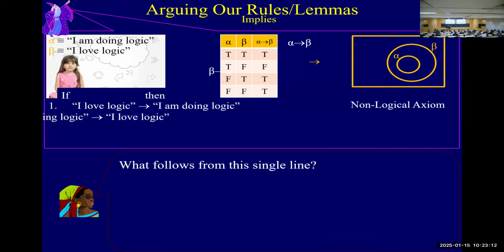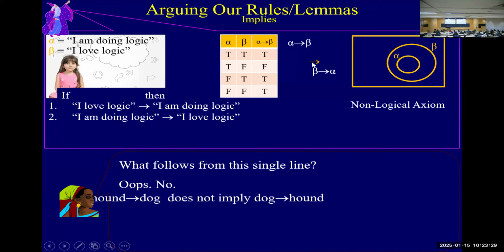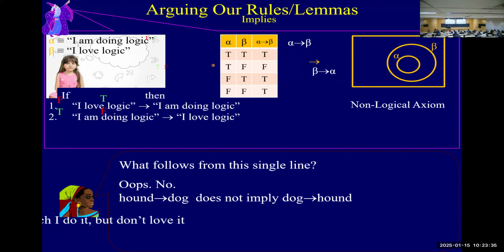Okay, then what else follows from this? All right, what about this? Does this follow? No, A implies B doesn't mean B implies A. It's sort of a subset thing. So you should know, this hound, you're a hound, you're a dog. If you're a dog, you're not necessarily a hound, right?